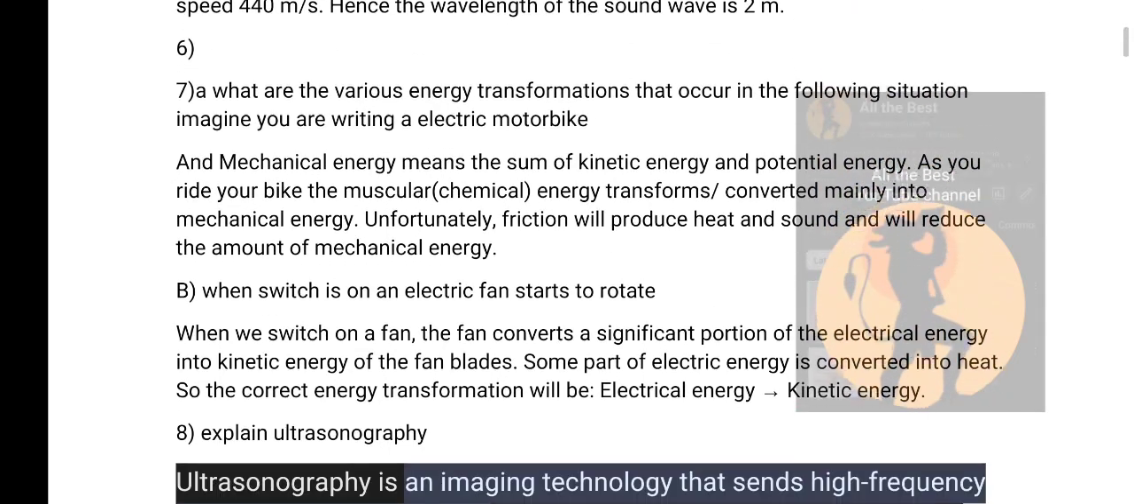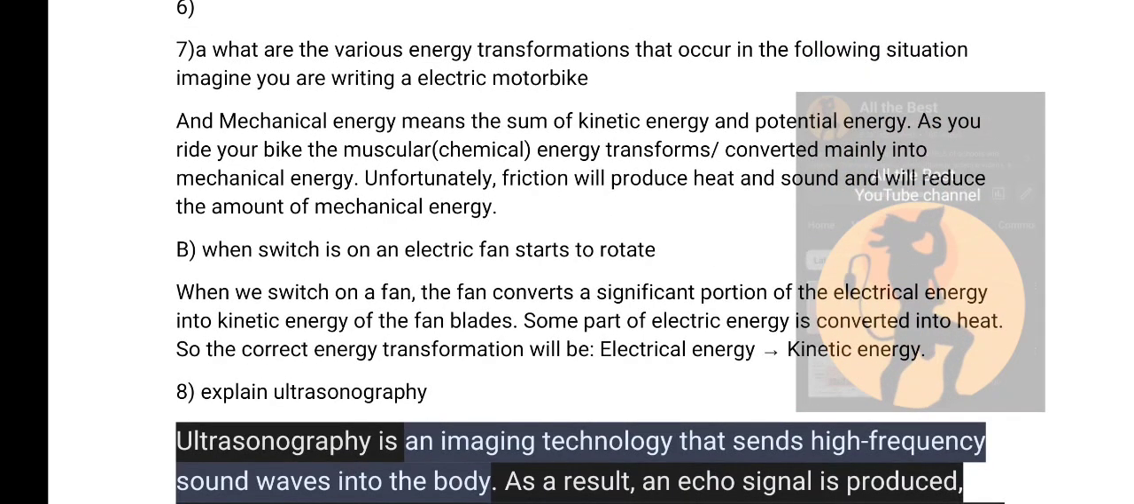Moving on to the seventh question. A: what are the various energy transformations that occur in the following situation? Imagine you are riding an electric motor bike. Mechanical energy means the sum of kinetic energy and potential energy. As you ride your bike, muscular chemical energy is converted mainly into mechanical energy. Unfortunately, friction will produce heat and sound and will reduce the amount of mechanical energy.